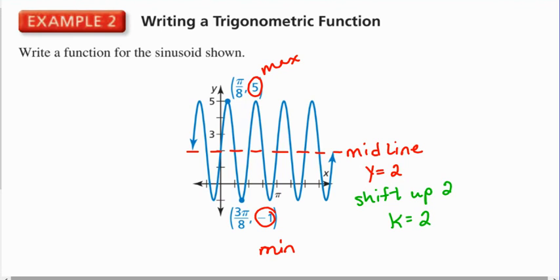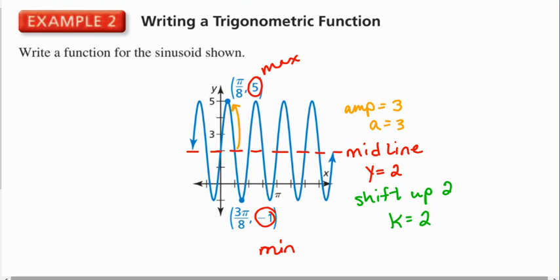Okay, and then I also need to look at the amplitude of my graph from the midline to the highest point right here. From 2, 1, 2, 3, I'm going up 3 units to get to the maximum point of 5. So that means that my amplitude is going to be 3. Amplitude is the A value, so A is going to be 3. Okay, and lastly, I need to look at how many of these cycles are showing up in my graph, right? How quick is a cycle happening?